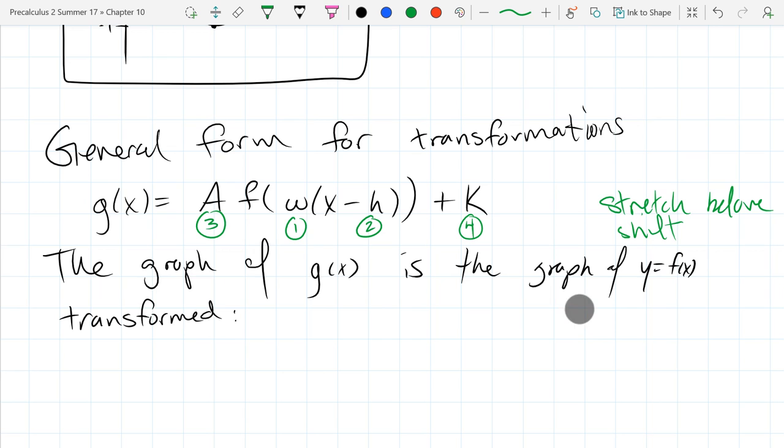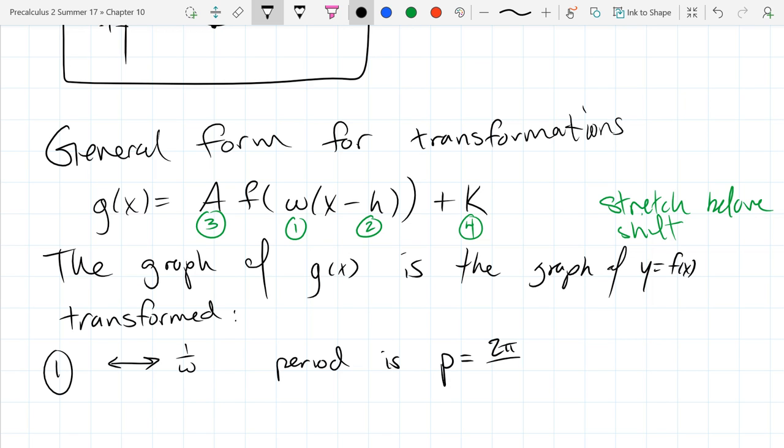So step one. We're going to stretch horizontally. Now, it looks like you're multiplying by W. You're going to stretch by 1 over W. The way I want you to deal with this is this changes the period. So normally the period is 2 pi, and all we're going to do is stretch it or multiply it by 1 over W. Or you could think of it as dividing it by W.